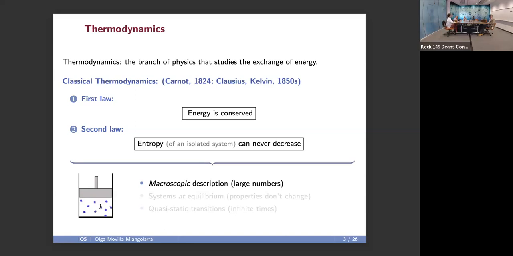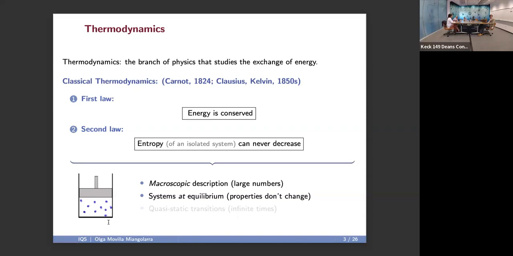Moreover, classical thermodynamics can only study systems at equilibrium, so systems whose properties don't change with time, unless we externally manipulate them. Typically we're going to be interested in this sort of external manipulation, performing a thermodynamic transition, like for example, the Carnot cycle. We would push this piston down and up, compress and expand the gas while heating it and cooling it to be able to extract energy from this type of systems.